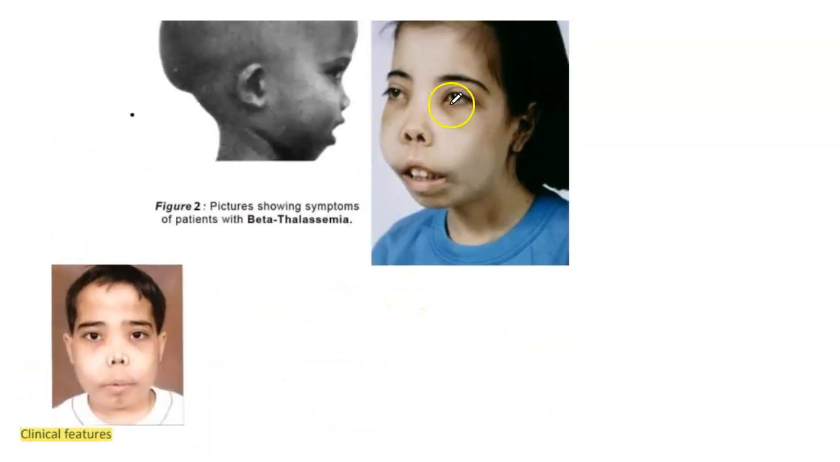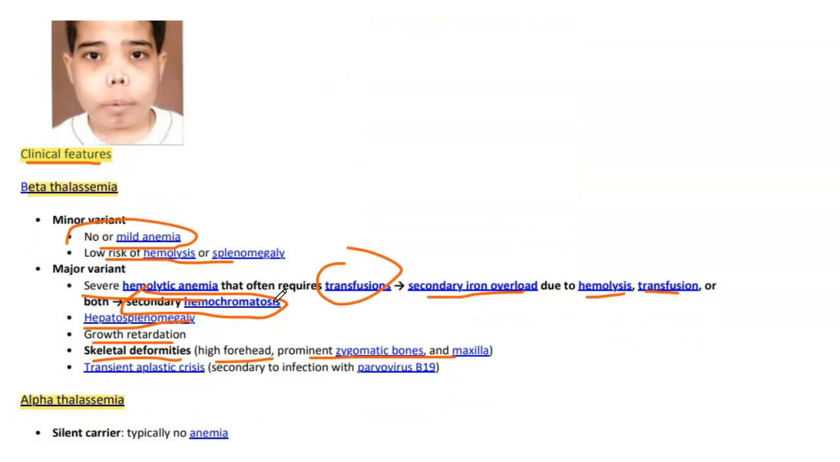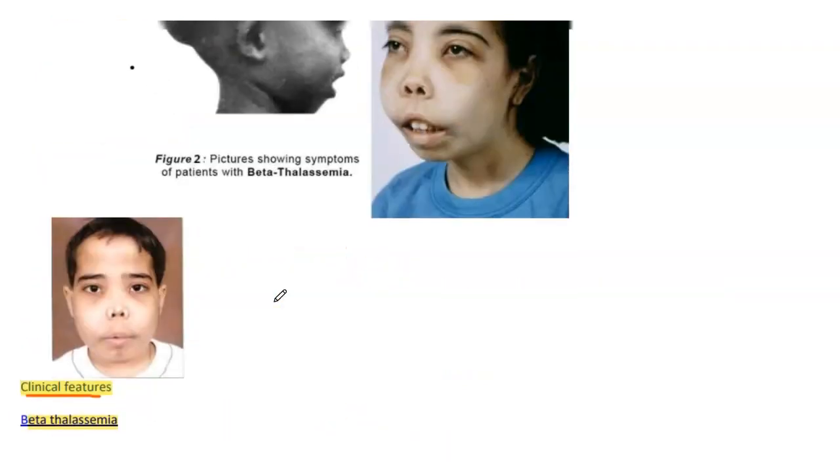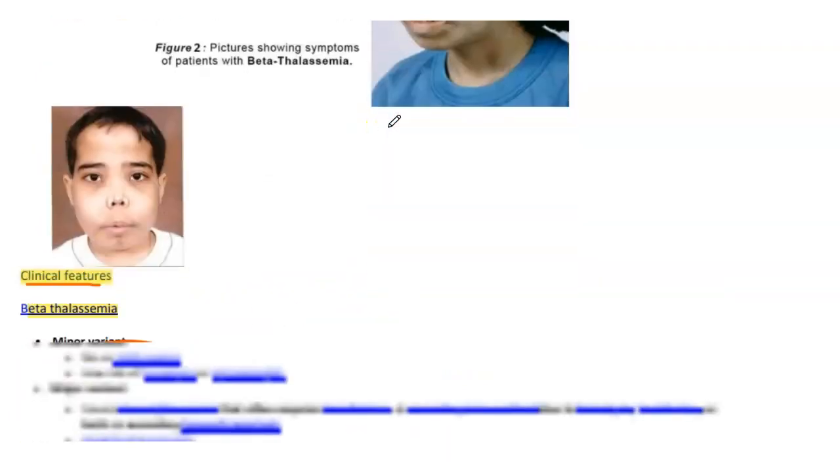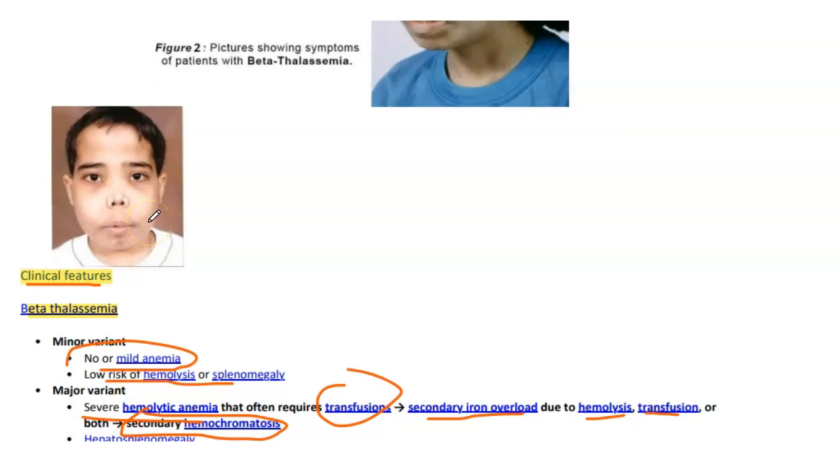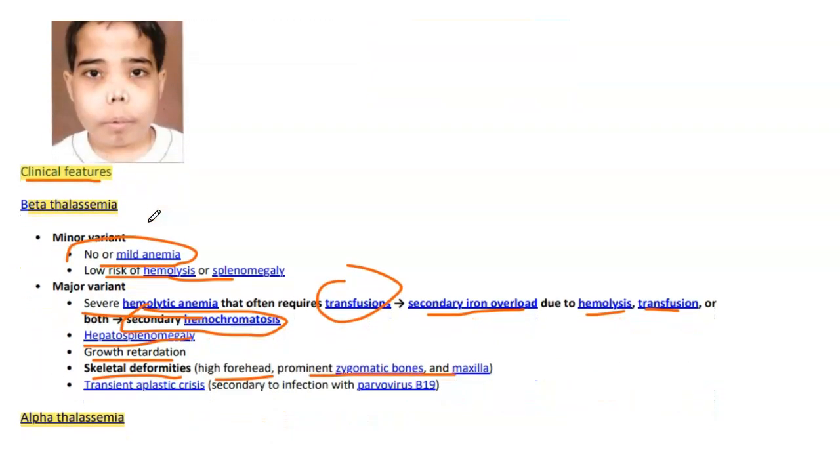So these are the images where we have prominent maxillary and zygomatic bones, and we have a high forehead here as well. This is another picture showing the same findings. Transient aplastic crisis occurs secondary to infection with parvovirus B19.